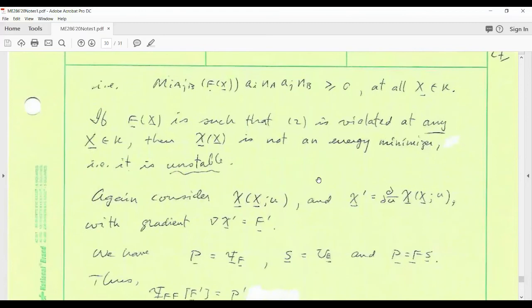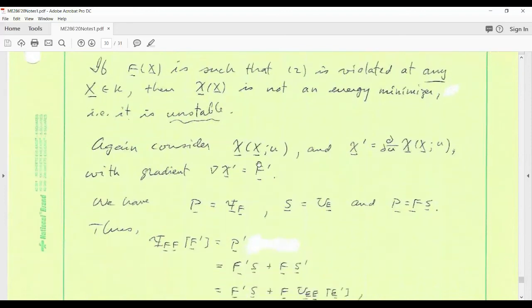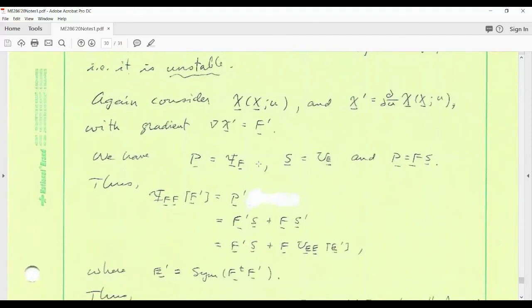Okay, in practice, we would like a condition that involves not the second derivatives of energy with respect to F, but rather the second derivatives of energy with respect to strain. Remember that in order to satisfy our requirement of having a symmetric Cauchy stress, we need the energy to depend on F through the strain tensor. So let's examine the implications of that. Let's go back to our one parameter family of configurations, any one parameter family.